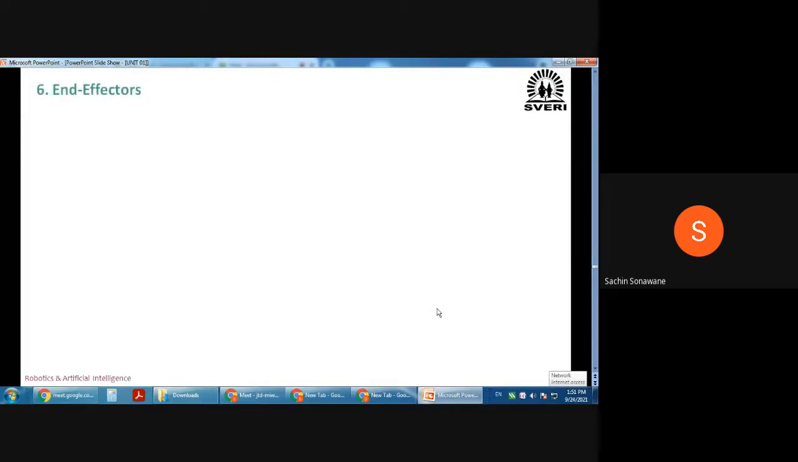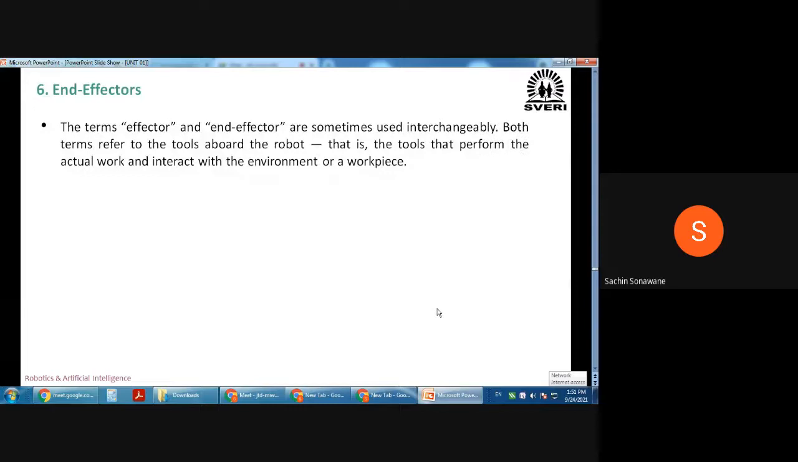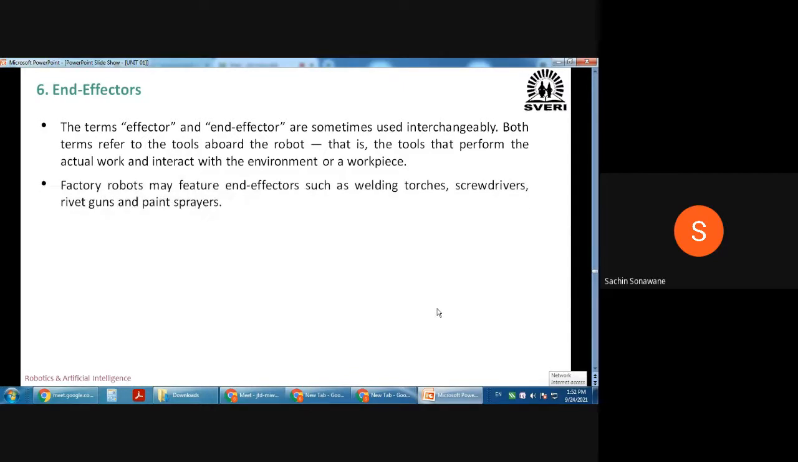Now, end effectors, also known as grippers. The terms effector and end effector are sometimes used interchangeably. Both terms refer to the tools aboard the robot, that is, the tools that perform the actual work and interact with the environment or a workpiece. Factory robots may feature end effectors such as welding torches, screwdrivers, rivet guns, and paint sprayers. All these robot applications are there. We are going to see them afterwards in the next lecture videos.